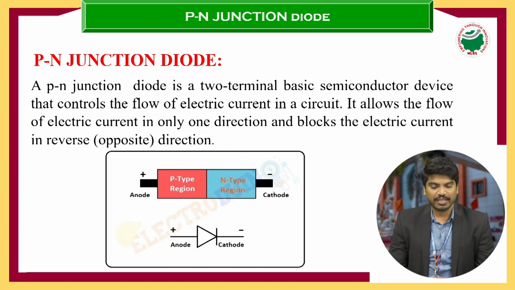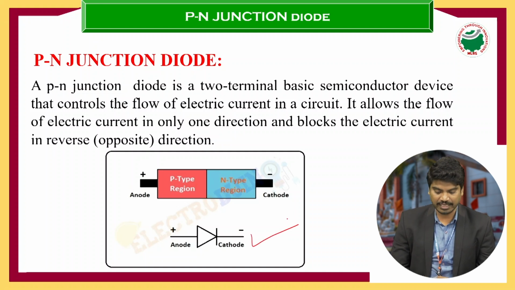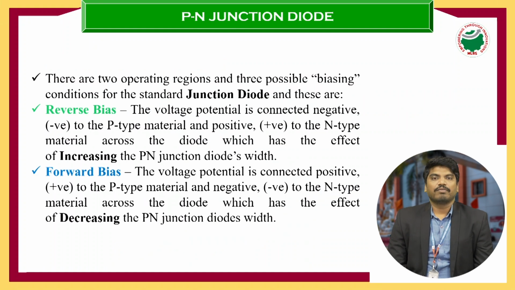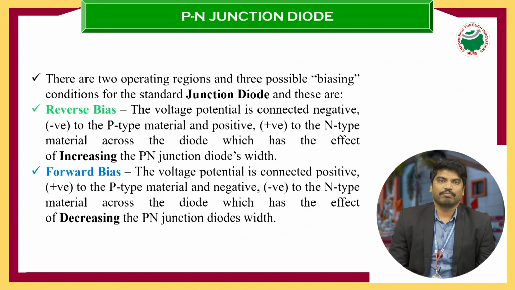Now the PN junction diode symbol we can see here. This is the P region and N region, and this arrow mark always indicates the direction of flow of current. So this is the symbol of the PN junction diode. It has two terminals, terminal 1 and terminal 2. Then what are the different modes of operation of this PN junction diode?